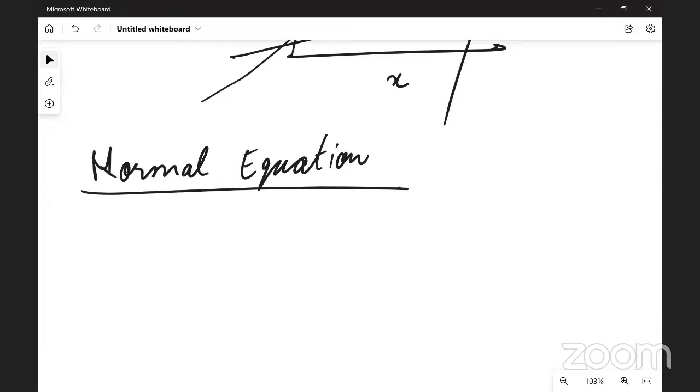Okay, so our equation looks like W is equal to X transpose X inverse, right? Then X transpose Y. No, X transpose Y. True. Yes. Thank you.